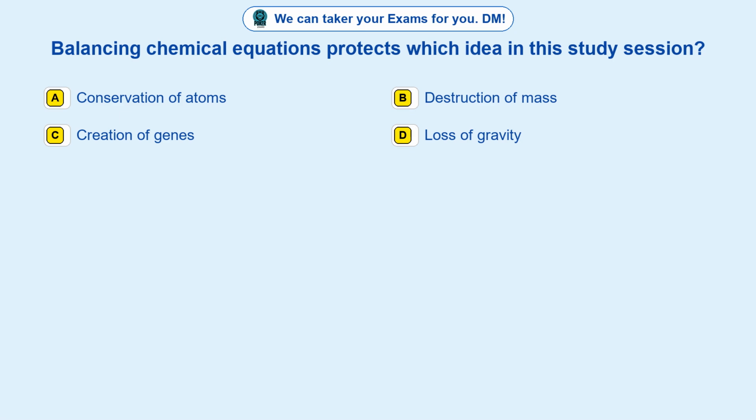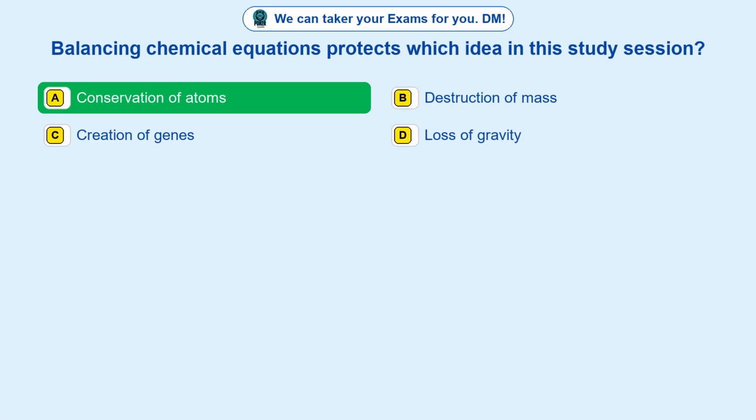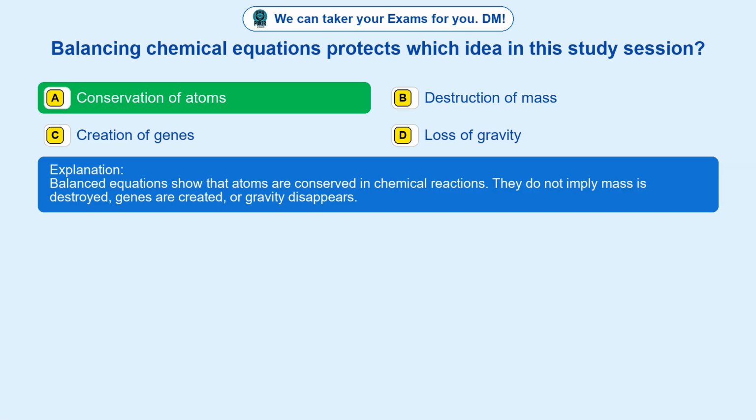Question 39. Balancing chemical equations protects which idea in this study session? Option A, conservation of atoms. Option B, destruction of mass. Option C, creation of genes. Option D, loss of gravity. The correct answer is option A, conservation of atoms. Balanced equations show that atoms are conserved in chemical reactions. They do not imply mass is destroyed, genes are created, or gravity disappears.